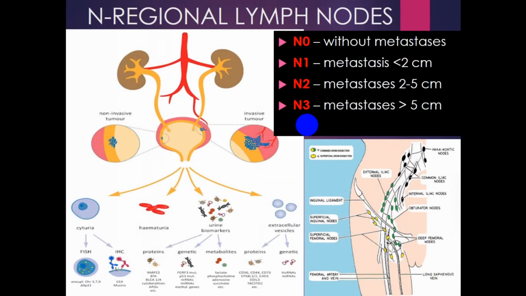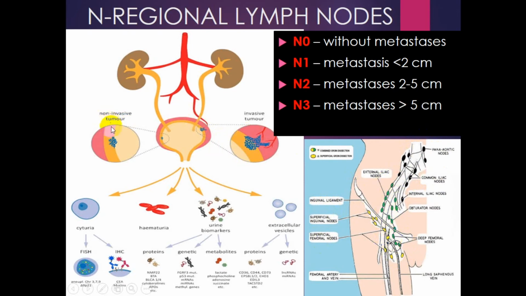And regional lymph nodes from N0 to N3 according to the size of and presence the metastasis. Metastasis can be more than 5 centimeters, also in inguinal region of human organism. Here you can see the net of different metastases. This is their names, and they can be large and palpable for doctor.